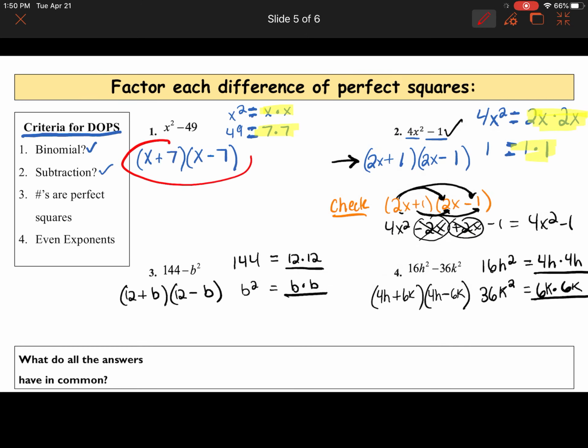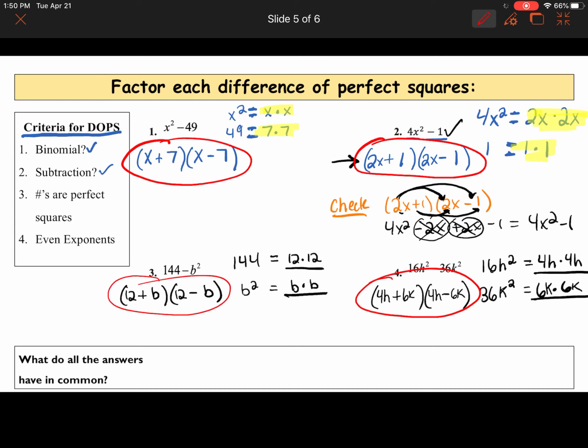If we look at all of our answers here, notice that they all have a positive and a negative sign. Again, if you have the negative before the positive, it's okay, it doesn't matter. And they have the same number in the first and second spots. So you notice x, x, 7, 7, 2x, 2x, 1, 1. That's how we use difference of perfect squares.